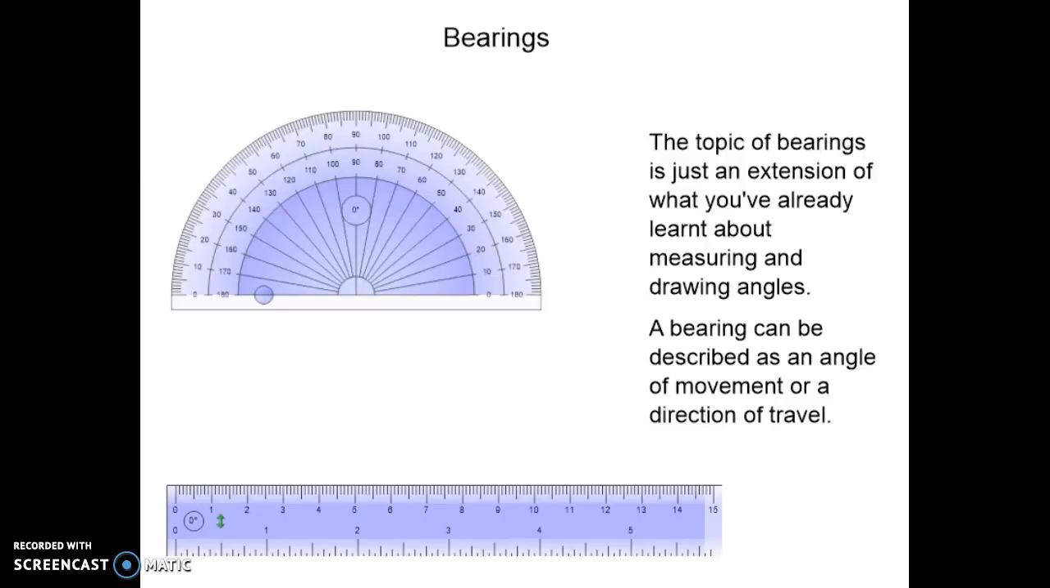This topic follows on from what you've already learnt about measuring and drawing angles, and we could describe a bearing as an angle of movement or a direction of travel. In this video I'm going to give you 3 key rules to help you with working out bearings and just go through 3 examples with you. And hopefully that should help.